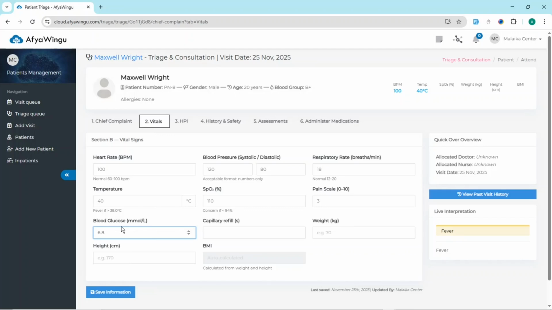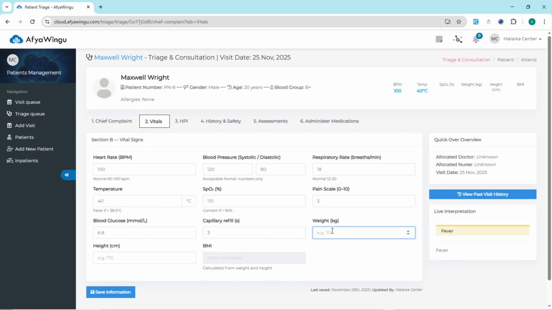8. Capillary refill, seconds. Press on the patient's fingernail or sternum, then count how long it takes for color to return. Example input, 3. Normal range, less than or equal to 2 seconds. Delayed, greater than 2 seconds, could indicate poor circulation, dehydration, or shock. Tip: do this in a warm room. Cold hands can give false results.